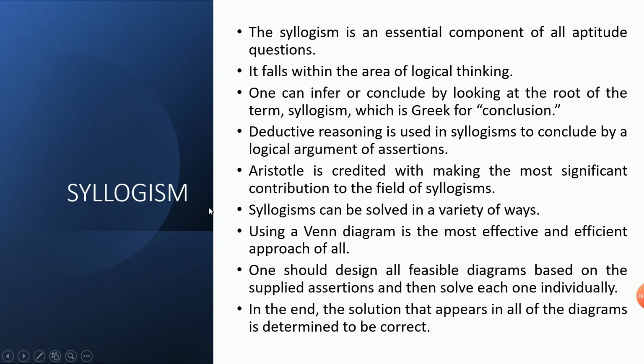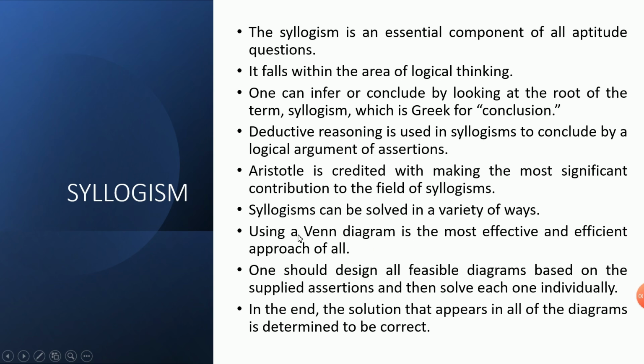Next is syllogism. In the first slide I told you about deductive reasoning. For syllogism, you guys might have heard of the Venn diagram, where we are combining circles. Syllogism is a process where we are trying to arrive at a conclusion. It is a Greek word for conclusion. Deductive reasoning is used in syllogism to conclude by logical argument or statements. Now, in the question I will say, we will be drawing Venn diagrams. Based on the Venn diagrams, we are arriving at the conclusion.